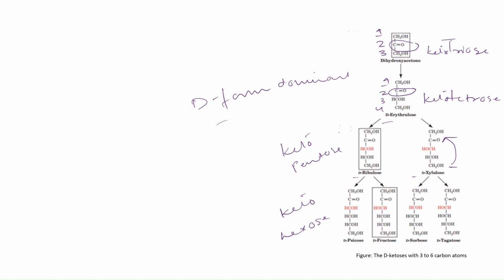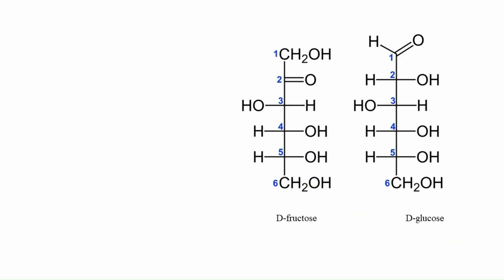Clear? Now come to the stereoisomers for ketoses. Ketoses have fewer chiral carbons compared to aldoses. Therefore, fewer stereoisomers are possible for ketoses compared to aldoses. For glucose, we already studied that carbon number 1 is not a chiral carbon. Carbon number 6 is also not a chiral carbon. But the remaining 4 are all chiral carbons.